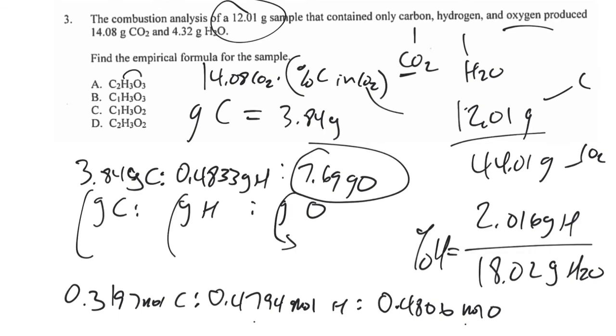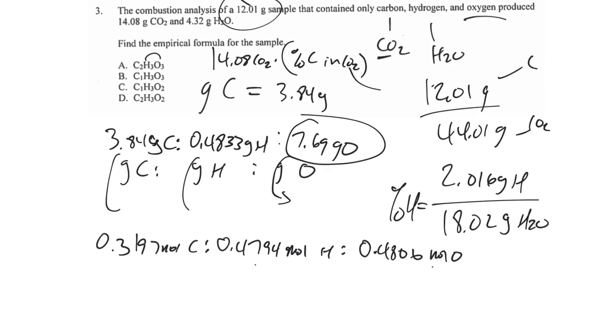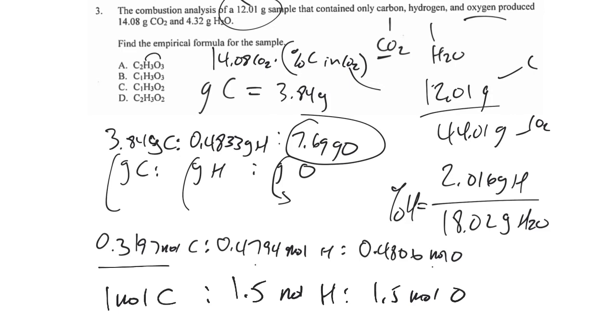So that means it's A or B. And so then in terms of dividing by the smallest, if I divide all these by the smallest and then think from there, 0.4794 divided by 0.3197 is 1.5. So you see, I'm kind of shorthanding this arithmetic. If I understand the arithmetic, I can shorthand it and figure out the answer. I can double all these, so it's C2H3O3.